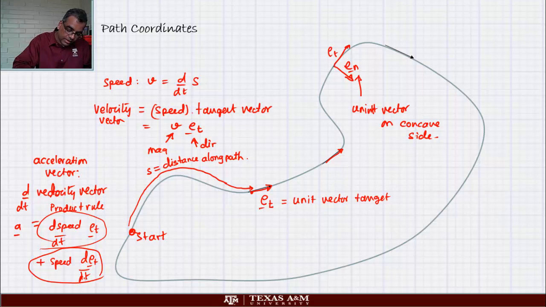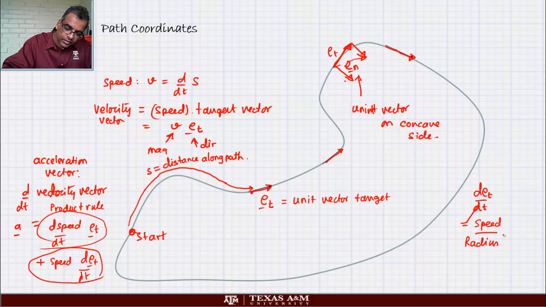Turns out if I want to calculate d ET dt, you notice at time t ET is like that, at time t plus delta t ET is like that. So the difference between these two things, if I plot this vector here, the difference is like that. That's what I'm plotting here. So let me write it down. d ET dt turns out to be speed over radius of turn times E normal. Okay, that's what it looks like.